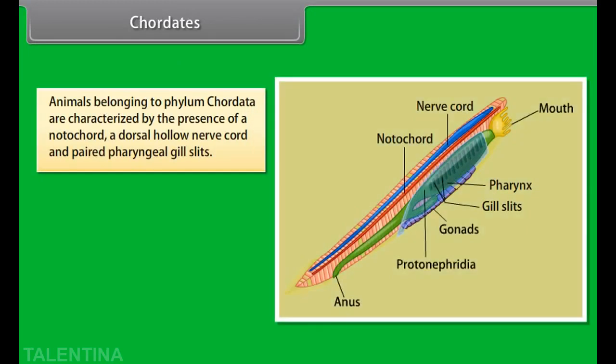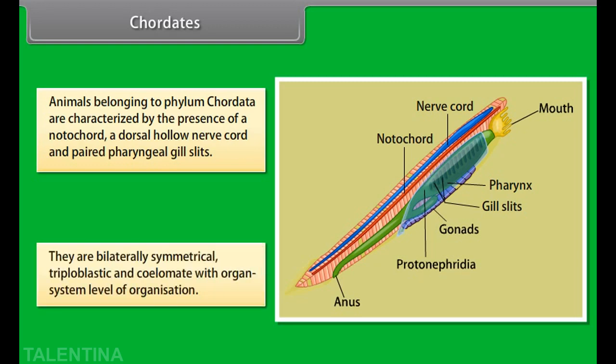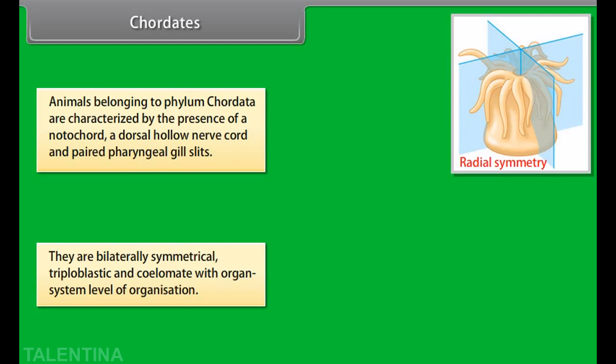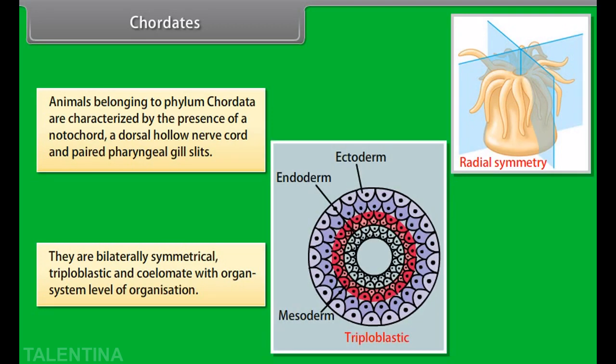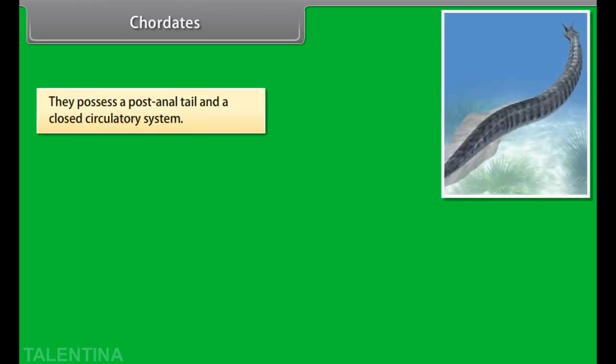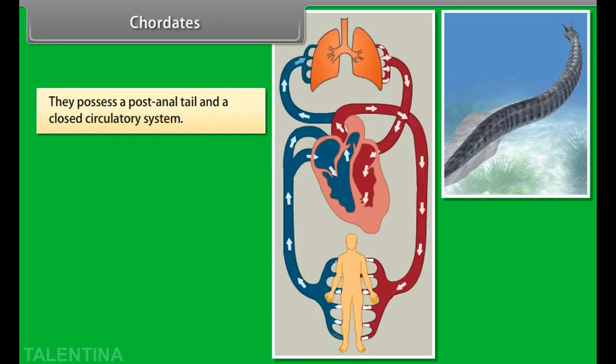Chordates. Animals belonging to phylum Chordata are characterized by the presence of a notochord, a dorsal hollow nerve cord, and paired pharyngeal gill slits. They are bilaterally symmetrical, triploblastic and coelomate with organ system level of organization. They possess a post-anal tail and a closed circulatory system.